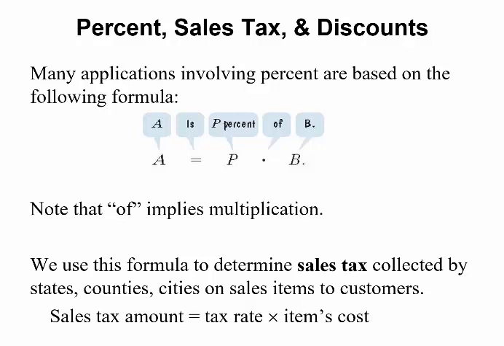customers. So if you're ever curious how much you're paying in sales tax, the formula is that the sales tax amount is equal to the tax rate. Like if it's a 7% tax, we're going to take that 7% tax and change it to a decimal. The tax rate times the item's cost.